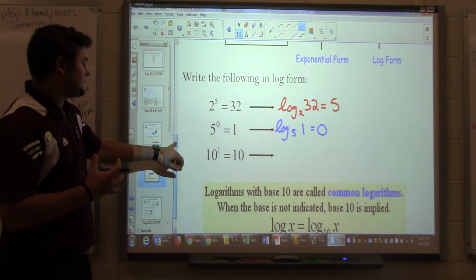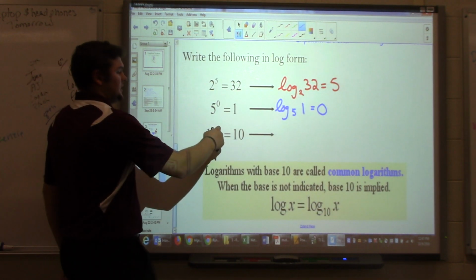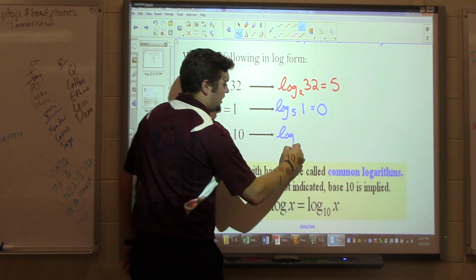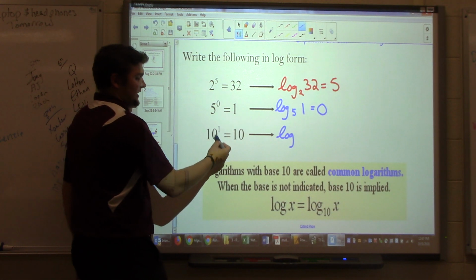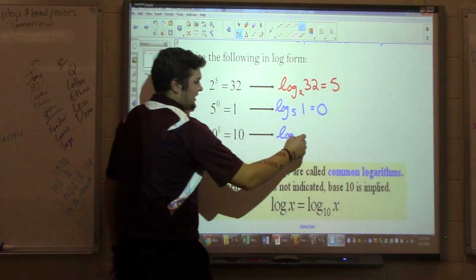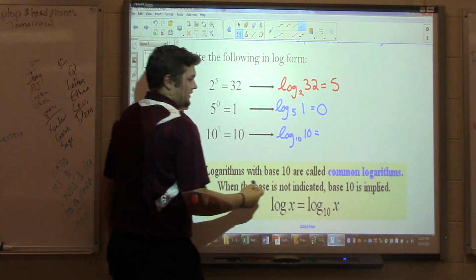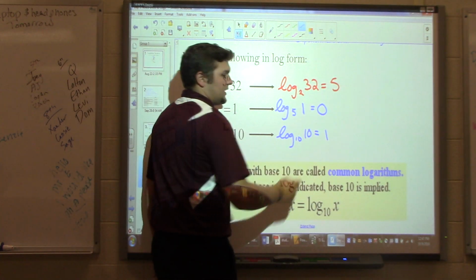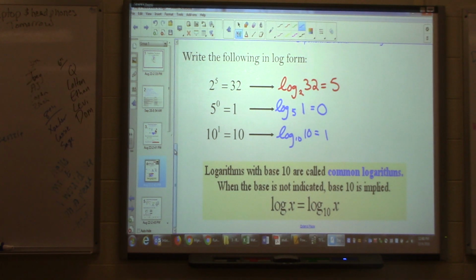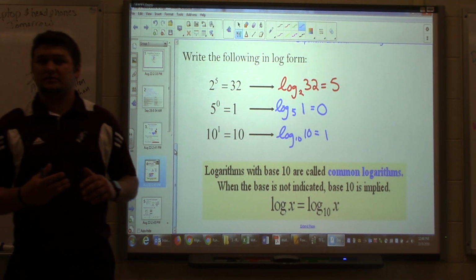Okay. The next one: 10 to the 1st equals 10. I'm changing it to log form. So I get log base. The base of my exponent is 10. My answer equals 10, so that's what I'm going to take the log of. And then my exponent is 1, so that's what my log is going to equal. Does that make sense? It's just using those formulas, manipulating our equations.